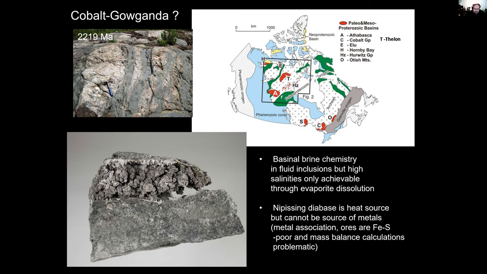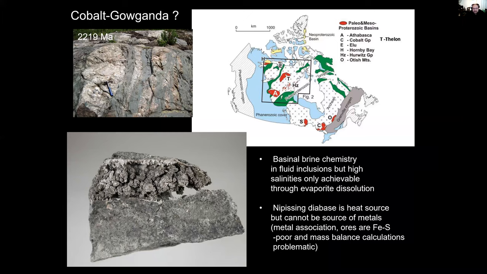And the second point I want to make about cobalt is that the Nipissing diabase is most certainly relevant as a heat source, but there are a lot of serious problems when you try to associate it as a metal source. The metal association, to associate arsenic, silver, for example, with a diabase, a basaltic composition, it would be, I think, quite a stretch. And the ores are very iron and sulfur poor at cobalt in the arsenide stage. And there's also a mass balance problem.